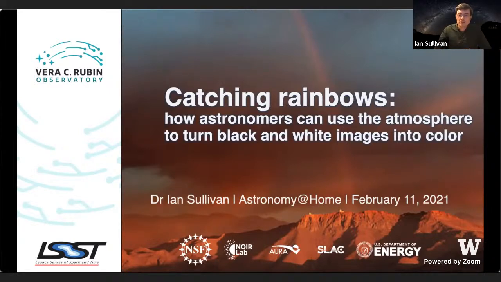What I'm showing here, because I love the picture, are the mountain ranges of Cerro Pachón, where the Rubin Observatory is. That's not actually the Rubin Observatory in the distance. That is a different observatory on a nearby mountain, but they got a nice shot of a rainbow just above the observatory. So what is the Rubin Observatory?